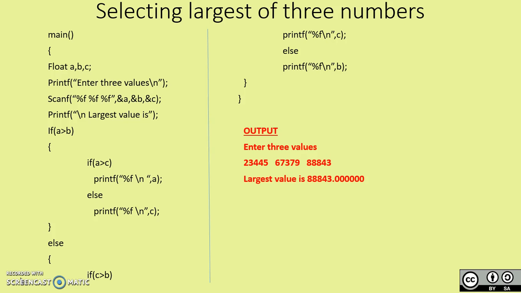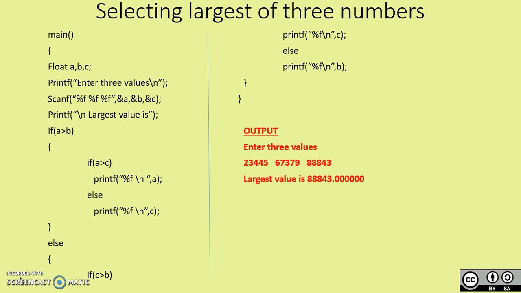Let us see an example to find the largest of three numbers using nested if else. Here we are declaring three variables A, B, C as float data type. We are getting the values of A, B, C from the screen using the scanf function. In the first if condition, we are checking whether A is greater than B. If it's true, it's going to check whether A is greater than C. When both conditions are true, it's going to print A is greater. Else, C is considered as greater.